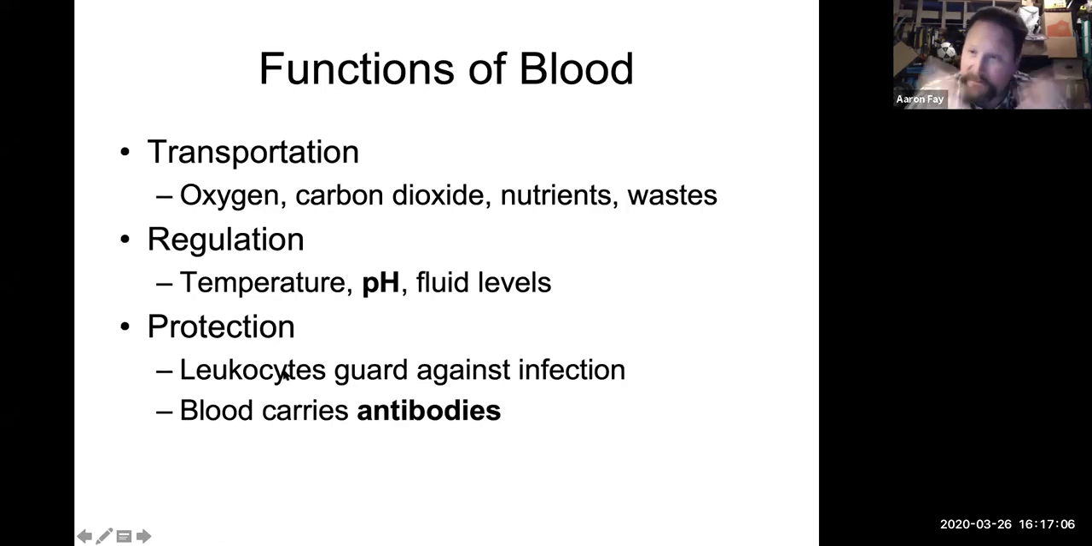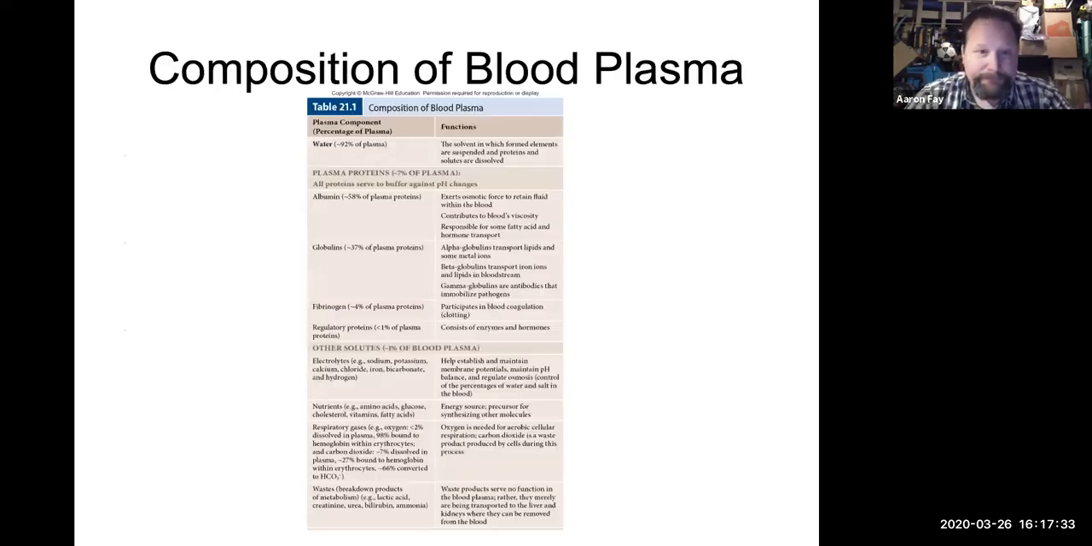Protection. So blood, you will have these white cells. White cells are going to travel around our body in our circulatory system, and they can exit our circulatory system and deal with any problem like an infection we have in our body. Another thing that you find inside blood are called antibodies. So an antibody is an immune protein that can help fight infection and fight pathogens.